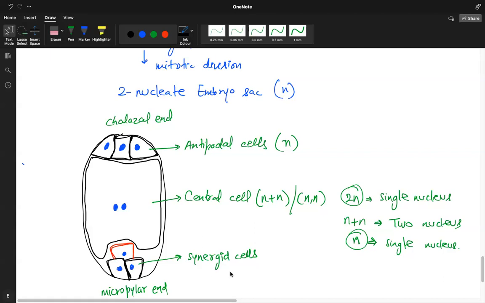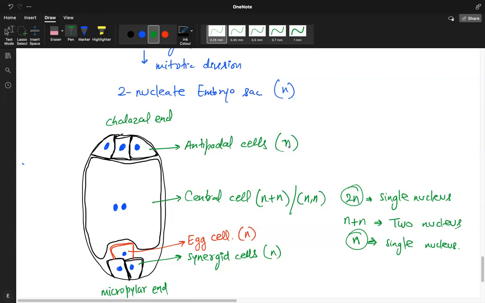Now these synergid cells, first, they guide the pollen. So that's their function towards the pollen tube. And second, they help with the nutritional requirements of this very special cell. Why have I made it red? Because this is the cell for which everything is happening. This is called the egg cell. This is in the real sense the female gamete. And again, the egg cell has to be haploid. Synergid cells are also haploid. So all the cells in the embryo sac are haploid.